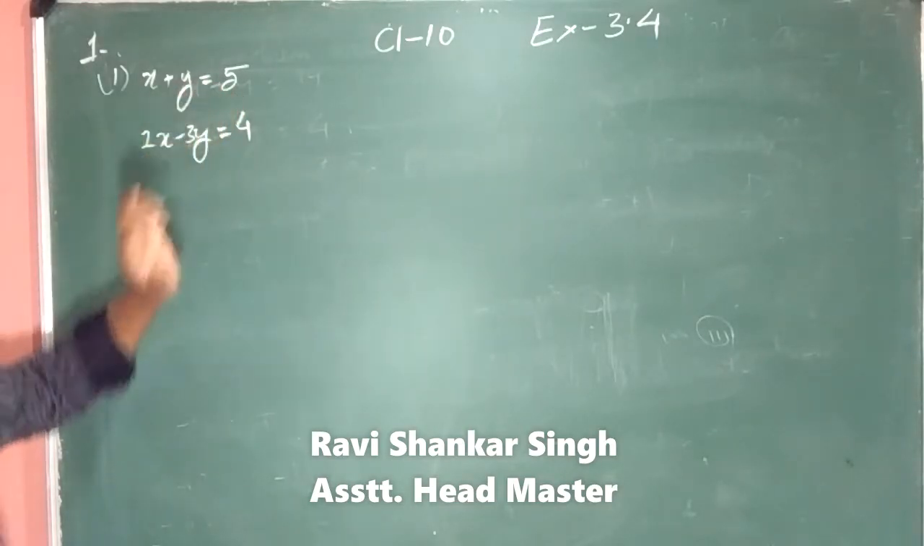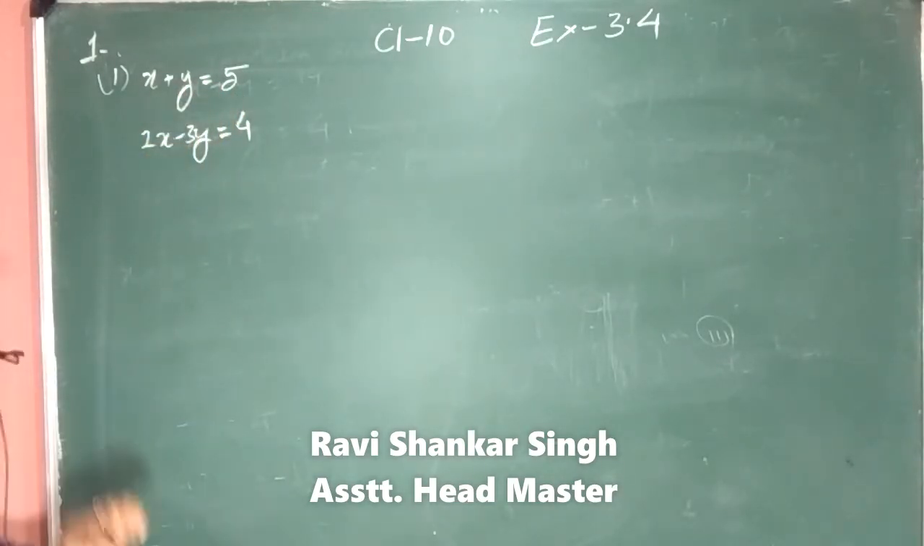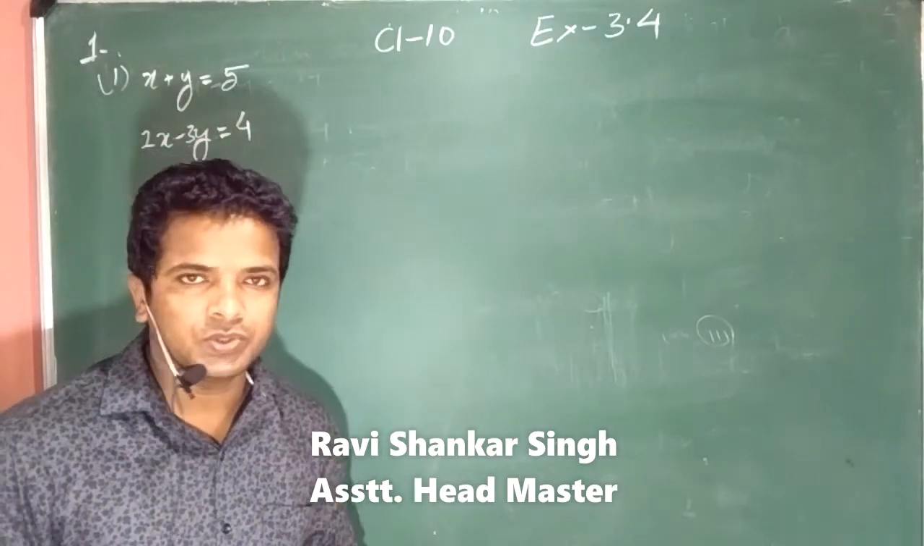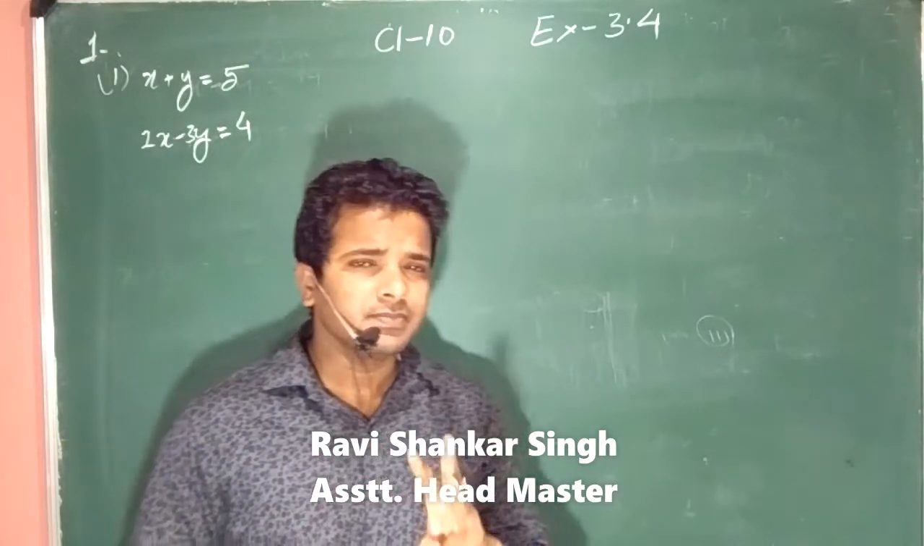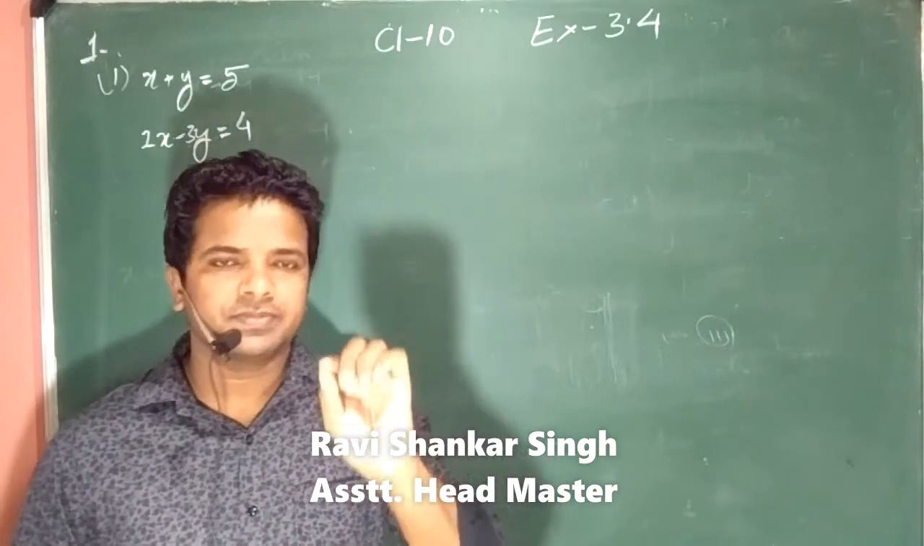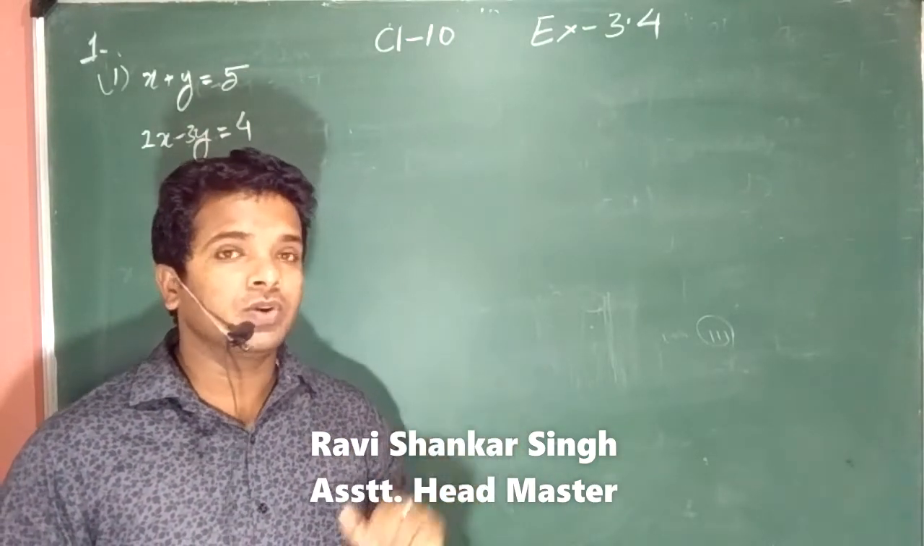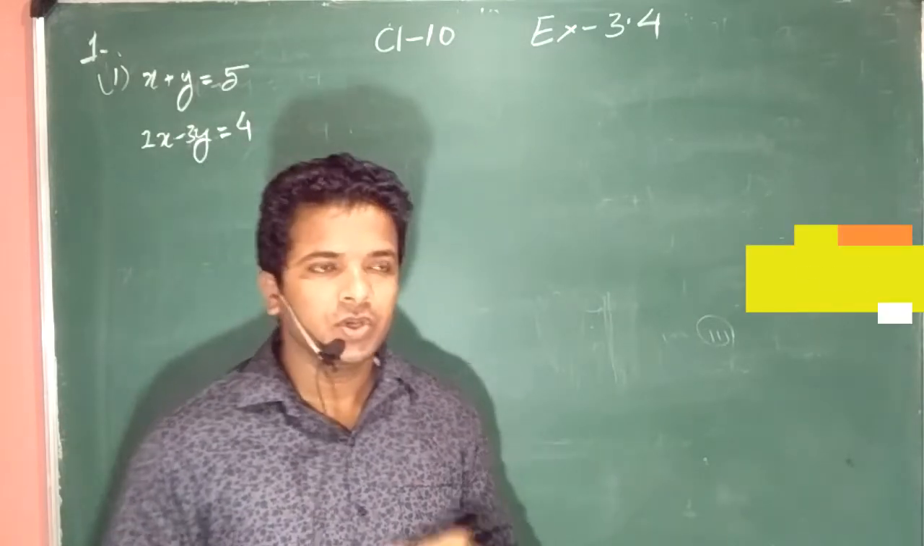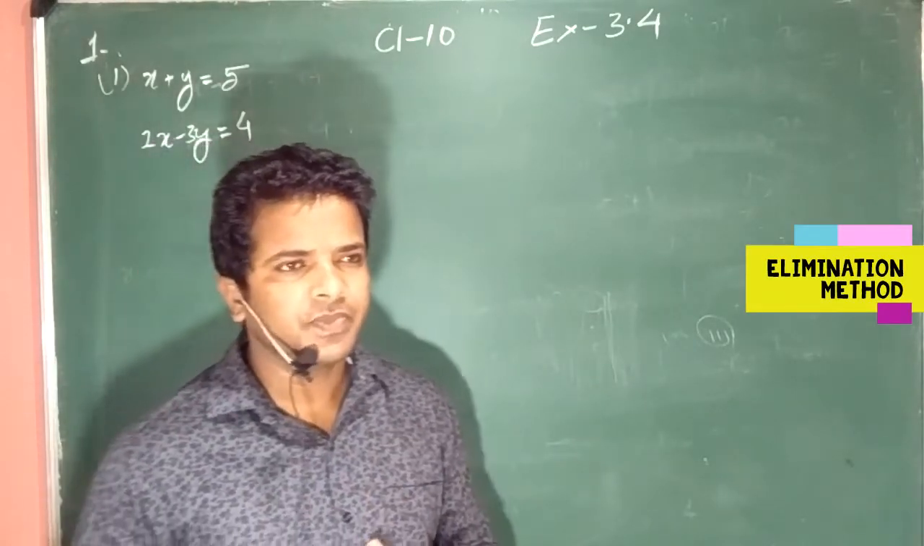So in 3.3 you studied the substitution method. I have explained 3 methods to you, but in 3.3 you studied only substitution. But now you are going to learn the elimination method. After that we will learn the cross multiplication method. So let us start the elimination method.